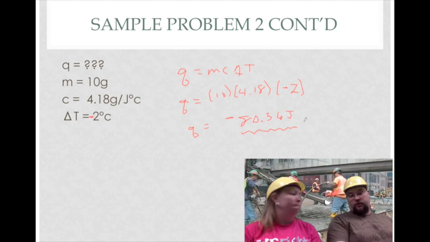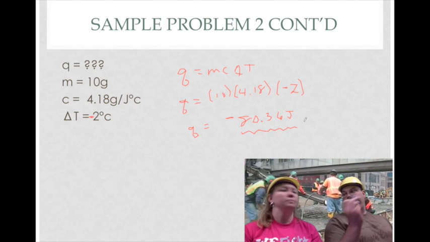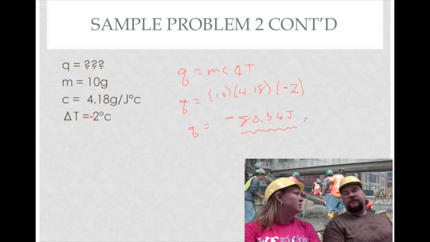So this is the Q value for water. So the water lost that amount. Sodium chloride would be what? Positive 80.36. Exactly right.